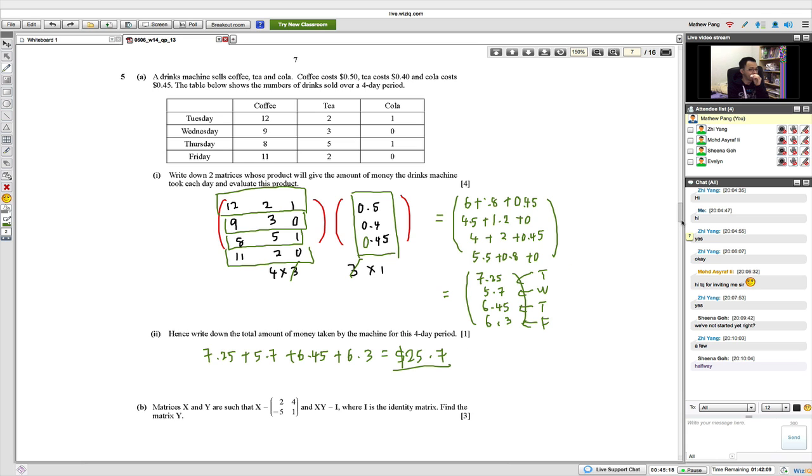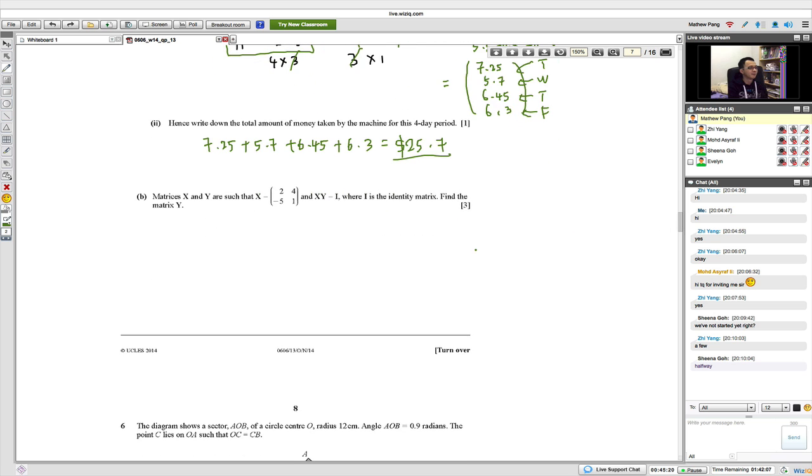Okay, so for the next part: matrices X and Y such that, I think this is an equal sign, not minus. X equals 2, 4, negative 5, 1, and X multiplied by Y, basically you will get the identity matrix, where I is the identity matrix, obviously. Find the matrix of Y.